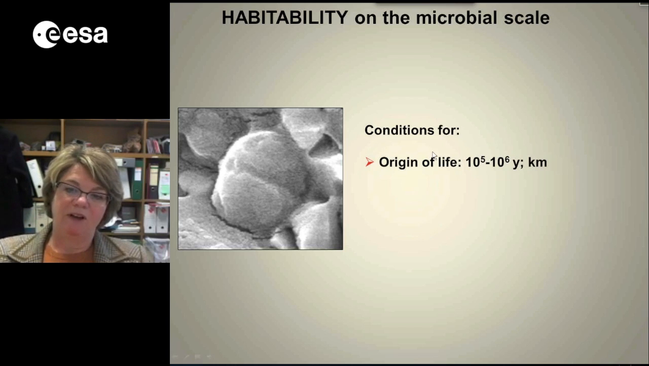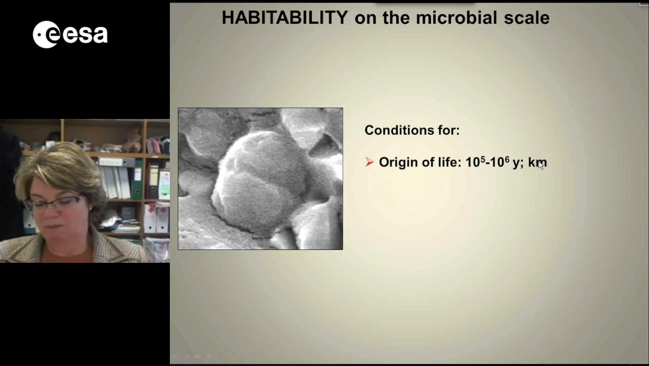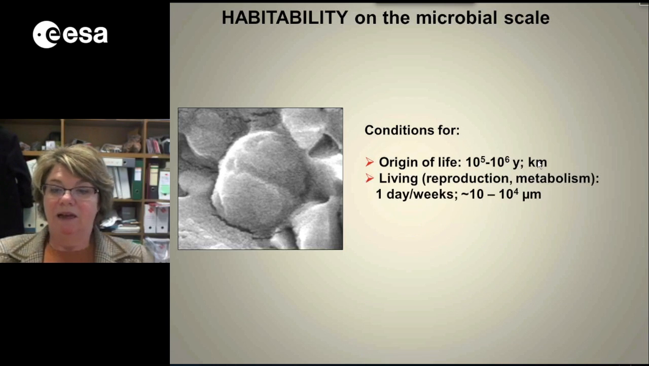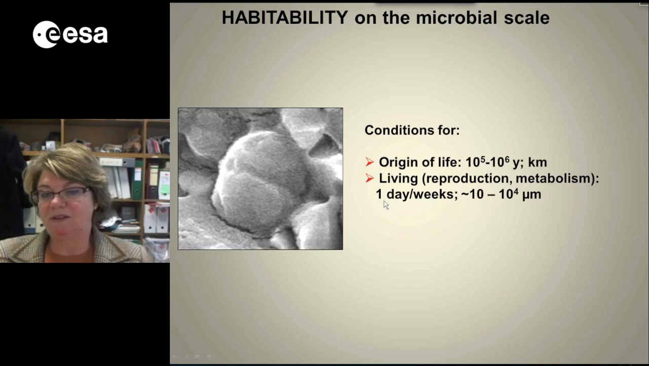In order to have liquid water on the surface of Mars for this period of time, we would be looking at a crater of the order of 100 kilometers minimum. So that's a difference to the global scale habitability of a planet. In terms of living organisms that are reproducing, metabolizing, these organisms can be opportunistic.